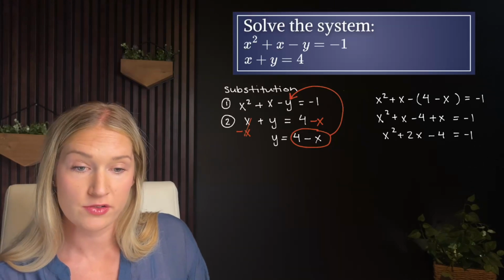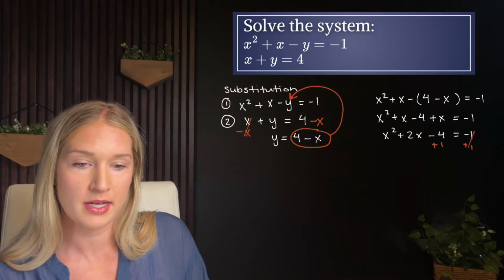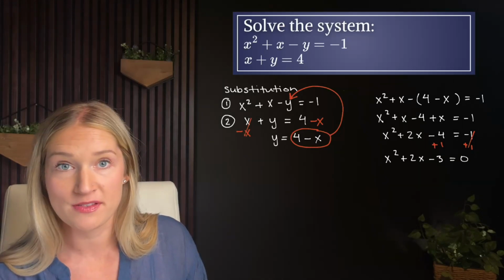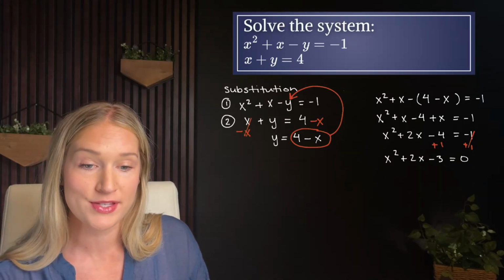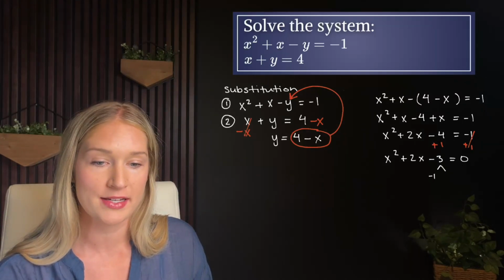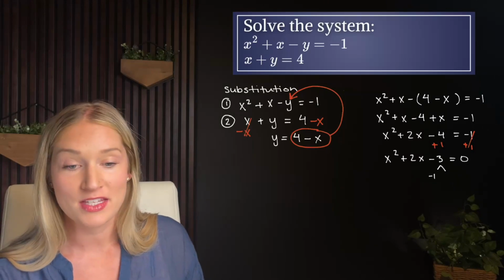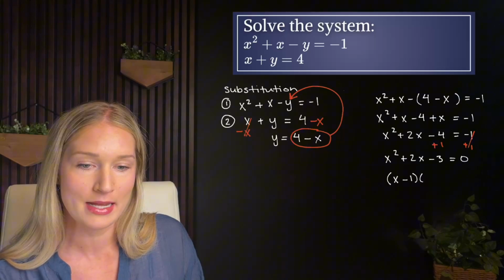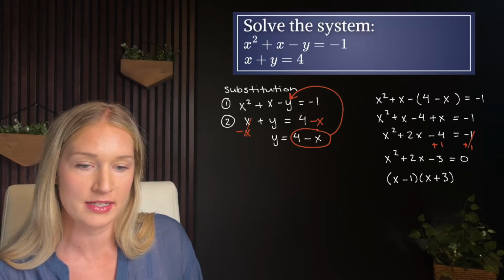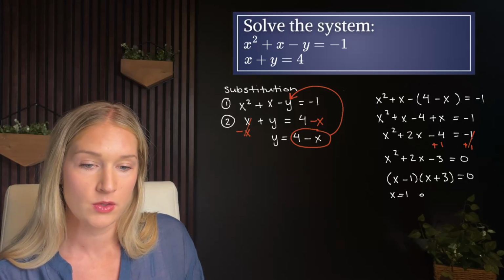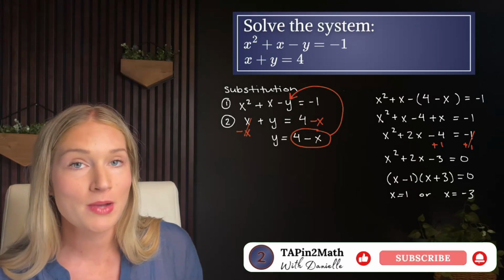To solve a quadratic, generally we want 0 on one side, so I'll go ahead and add my 1 over. And I am able to factor this quadratic because the two factors that have a product of -3 and a sum of +2 are -1 and 3. Since my leading coefficient is 1, I can jump straight to x minus 1 and x plus 3. My product is 0, so x would either equal 1 or x would equal -3. So I have two x values.